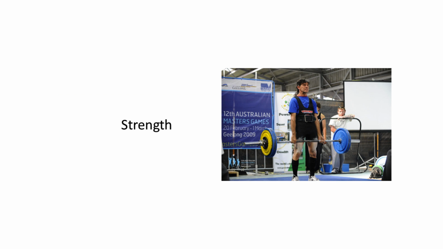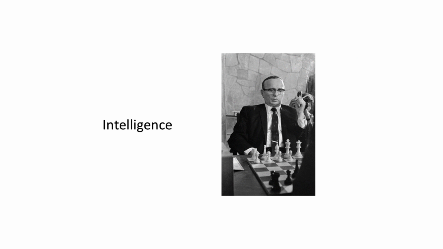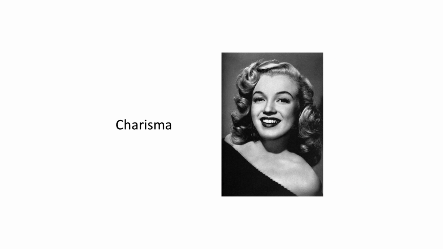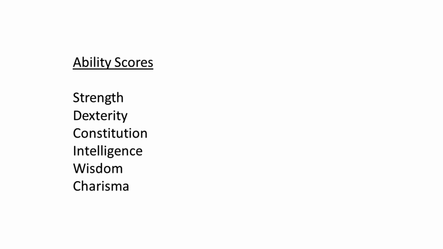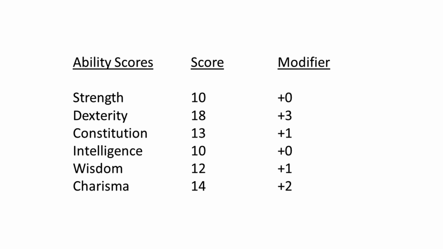What are ability scores? Well, you have 6: strength, dexterity, constitution, intelligence, wisdom, and charisma. Your character will have a score associated with each of these abilities. These scores are then used to calculate your ability modifiers. Once you calculate your modifiers, you pretty much never need to know your ability scores again.